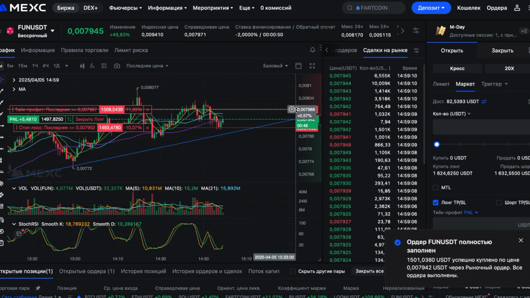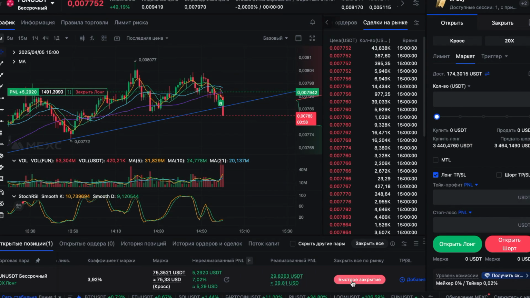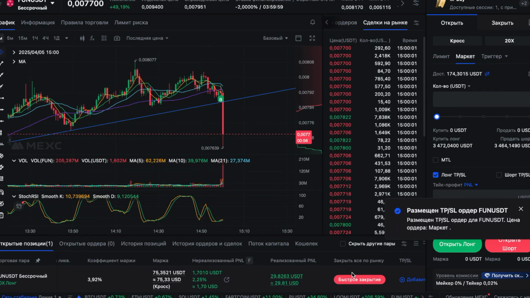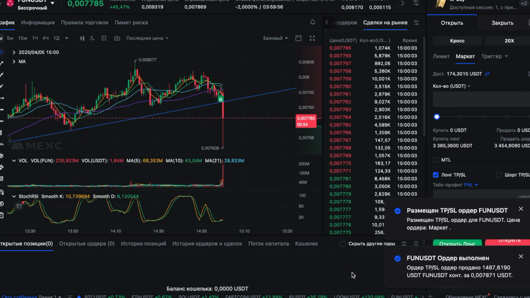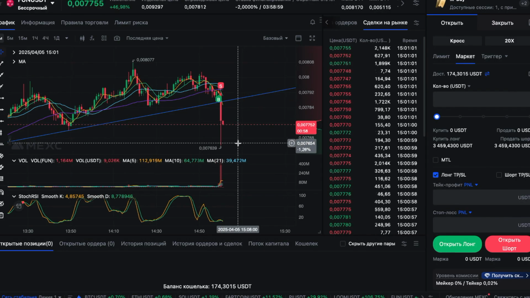Open the position. At the bottom of the screen, you can monitor the current P&L and close the position manually if needed. 3, 2, 1. Here we go. The price drops. The funding is credited, and our position is immediately closed by the stop loss as the hour changes.